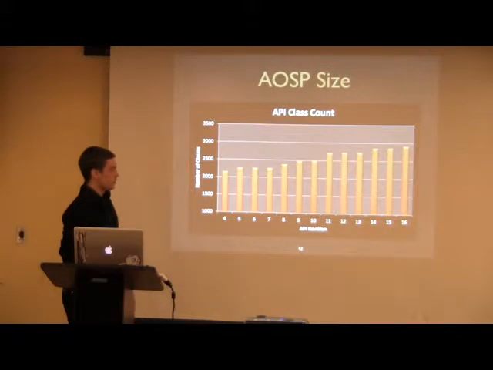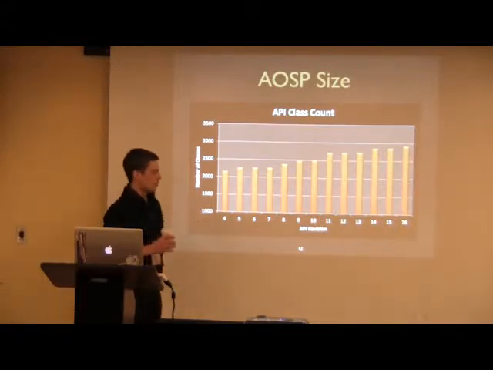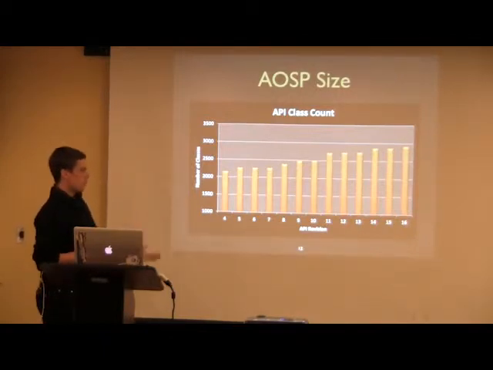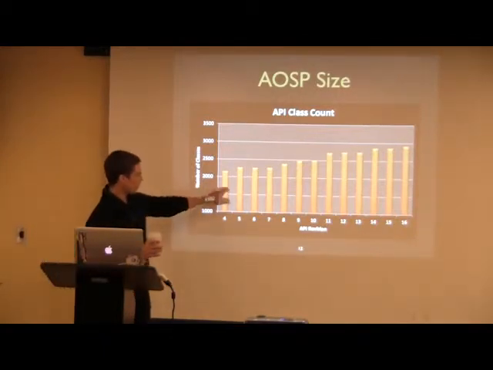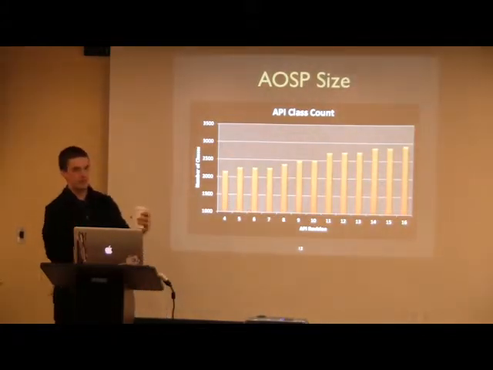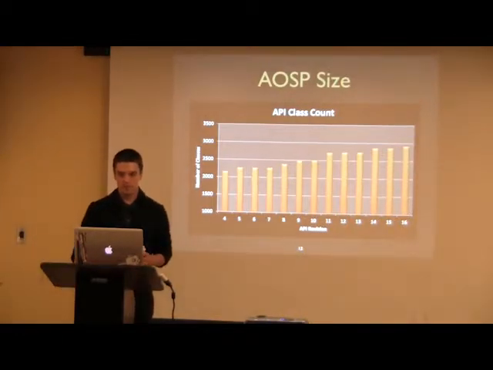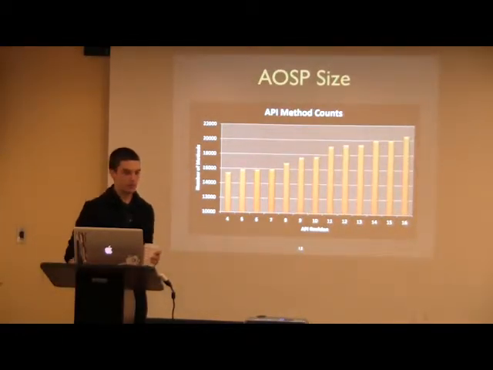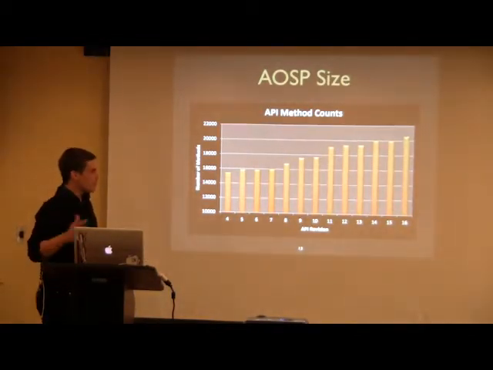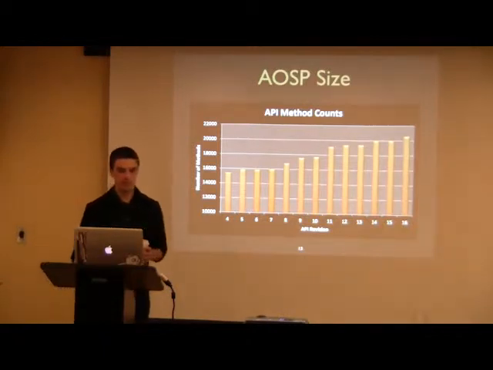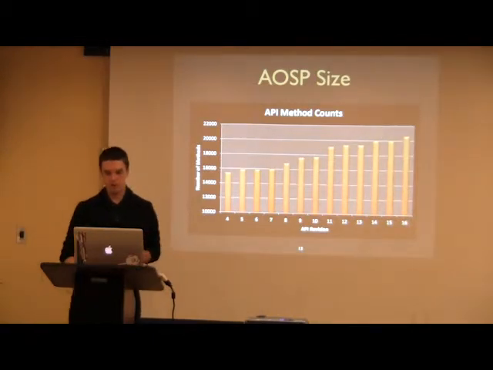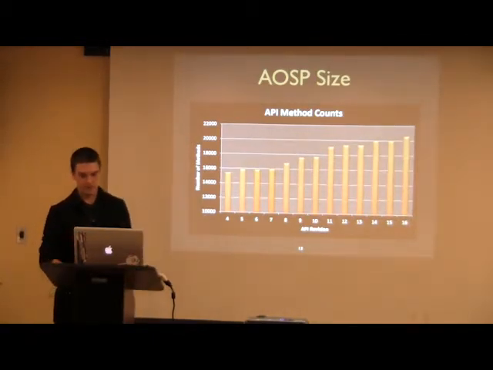So, some data points. This is the class count over the different revisions of the API from 4 up to 16, where 16 represents Jelly Bean. There are probably about 2,200 classes in version 4, up to approaching 3,000 unique classes in API 16. And for each of those, a grand total of probably 20,500 or so methods in 16. So you can see it's generally a nice upward trend. Each of these again is a candidate.